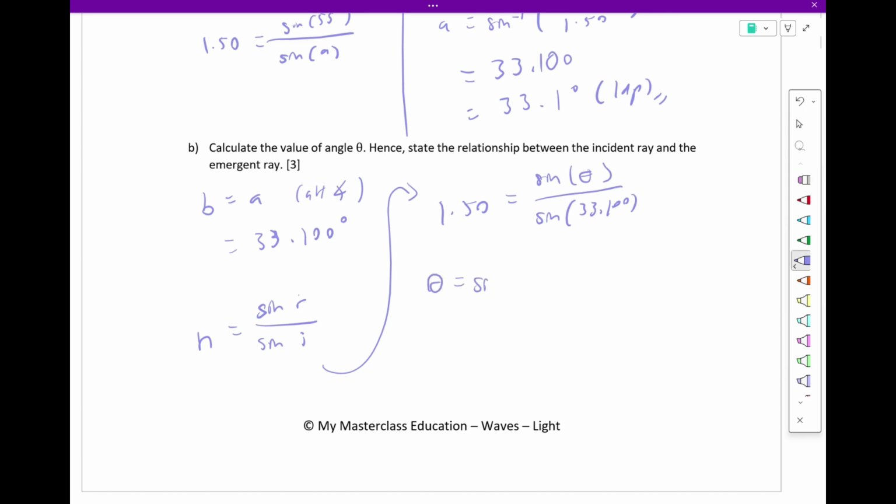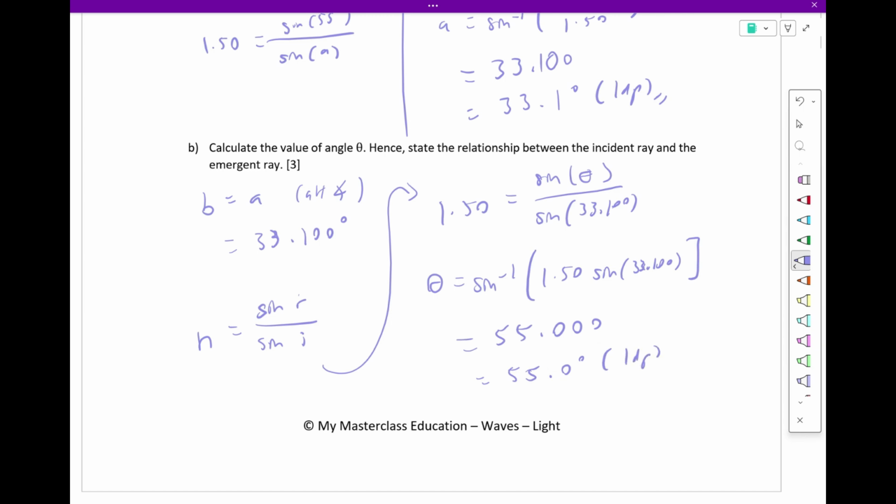If you rewrite the formula, you end up with sine inverse of 1.50 times sine of 33.100, close bracket. So press this: 1.50 times sine 33.100, close bracket, and you end up with 55.000, and we can simply write this as 55 to 1 dp.